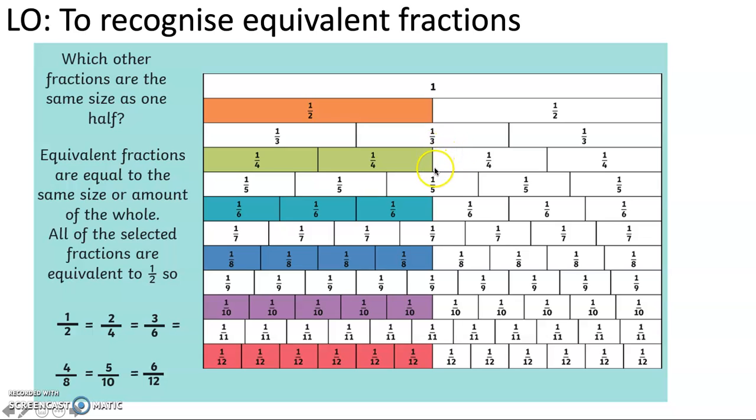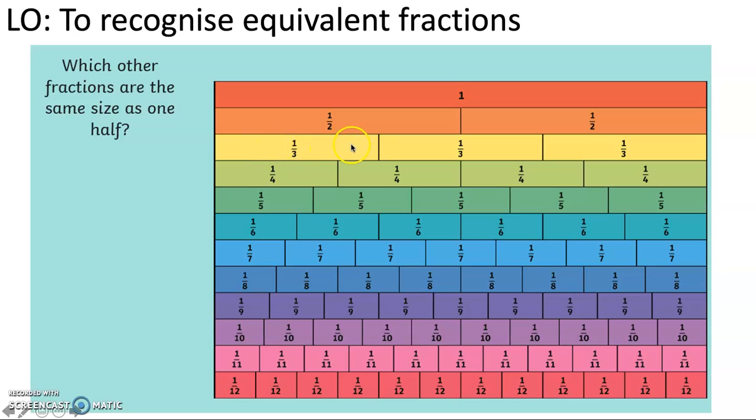If I carry on going down, you can see all the different things that match 1/2. So the equivalent fractions to a half are 2/4, 3/6, 4/8, 5/10, and 6/12. However, if we wanted to know what would match with 1/3, I want to find the equivalent fractions to 1/3. I would go to 1/3 and I would follow it down.